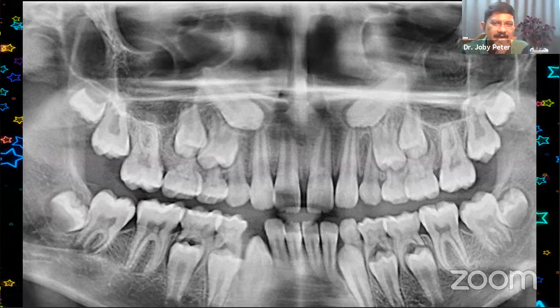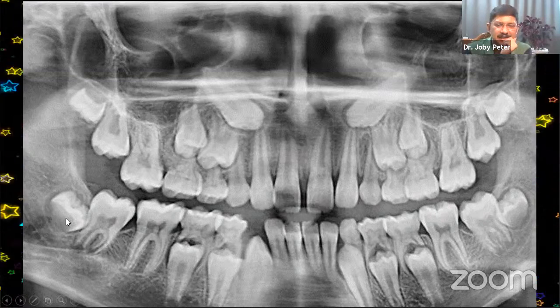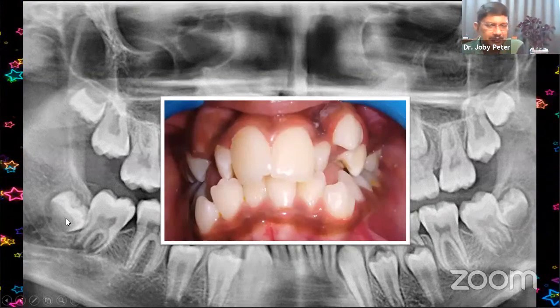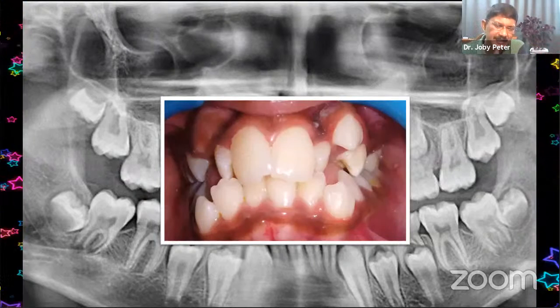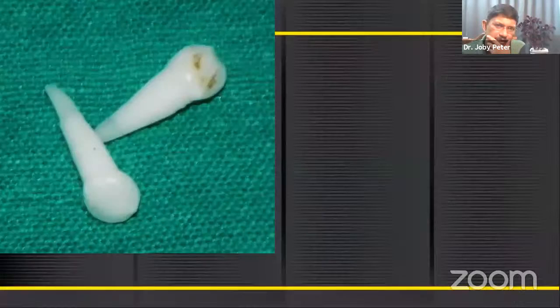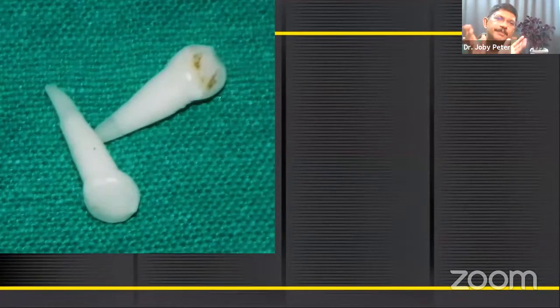Immediately what I did is I removed. If I did not do anything at this point of time, it will come out like this. So what I did is I removed the primary canines, both the primary canines.